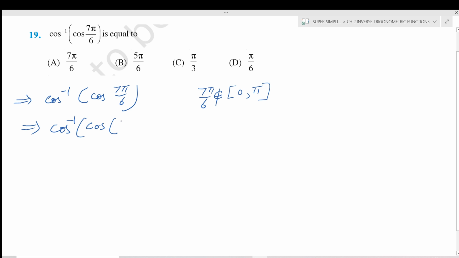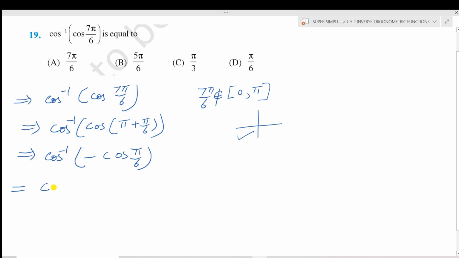So what should I do? I should write 7 pi by 6 as pi plus pi by 6. Pi plus pi by 6 is in the third quadrant, and in the third quadrant cos theta is negative. So the value of cos of pi plus pi by 6 will be minus cos pi by 6. Now the value of cos pi by 6, cos 30 degree, is going to be root 3 by 2.